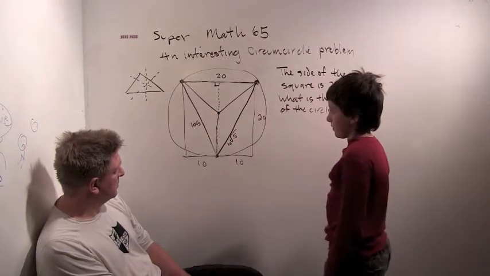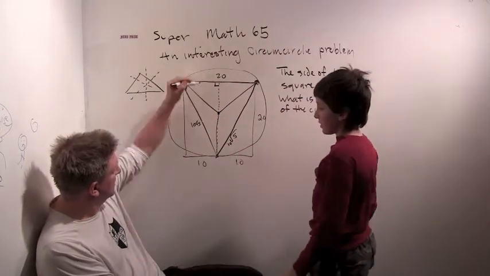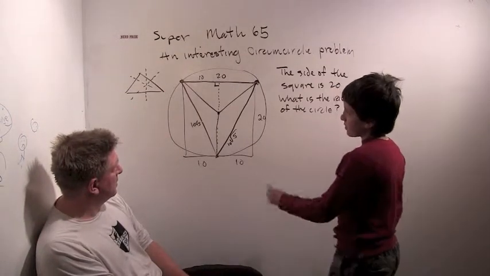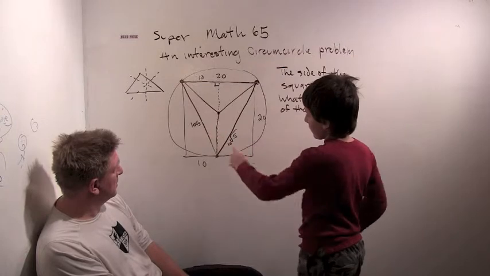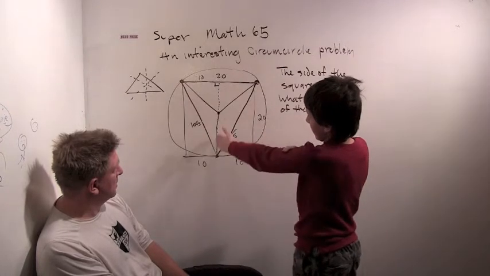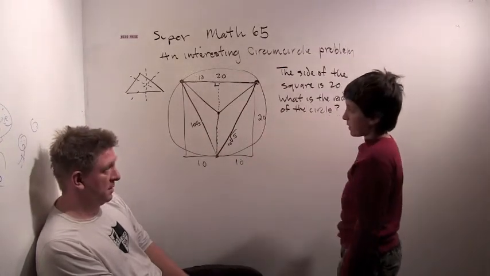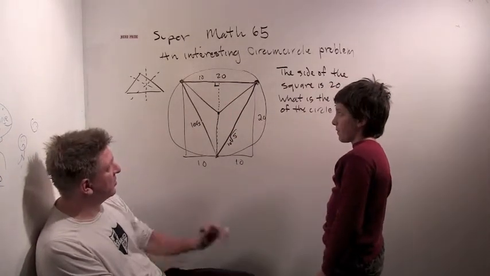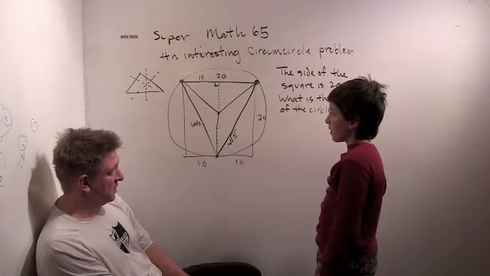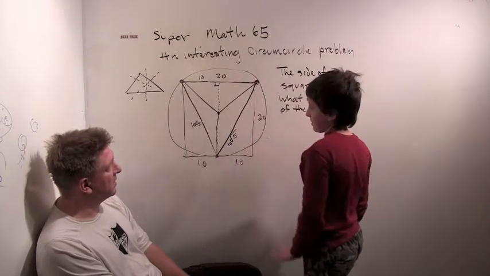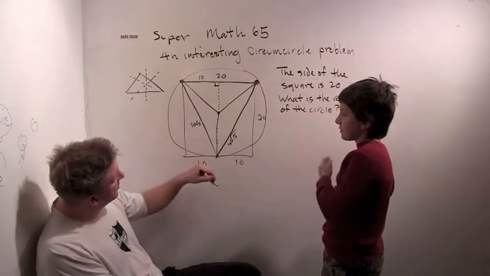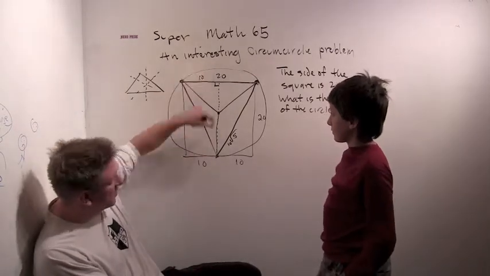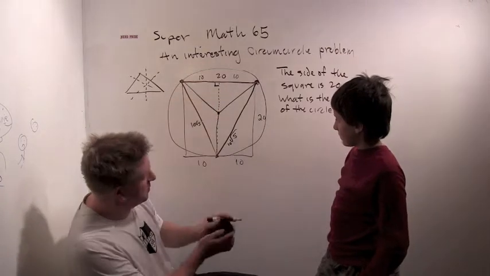So this is root 500, and this part is 10. Then this height has to be 20. Why? Because 10 squared plus 20 squared is 500. What's another geometric reason why that height has to be 20? Well, because it's this side. Right, it's that side of the square. So we just learned that this height is 20, and it's also the perpendicular bisector, so this is 10.